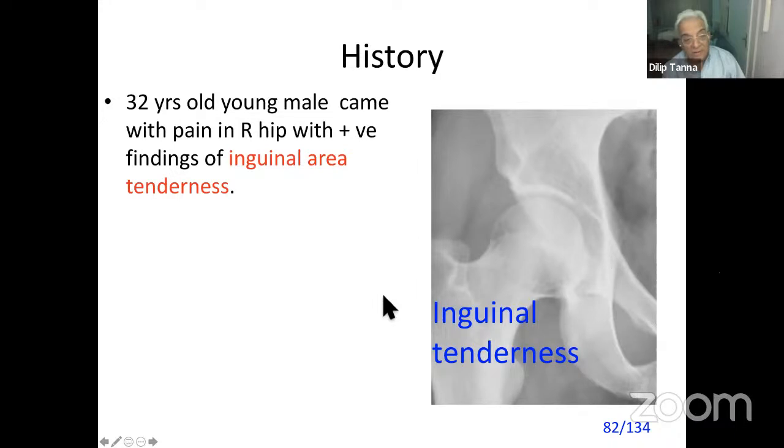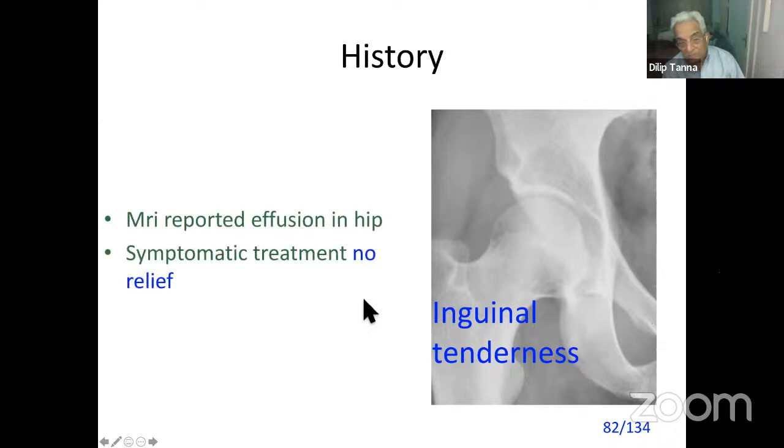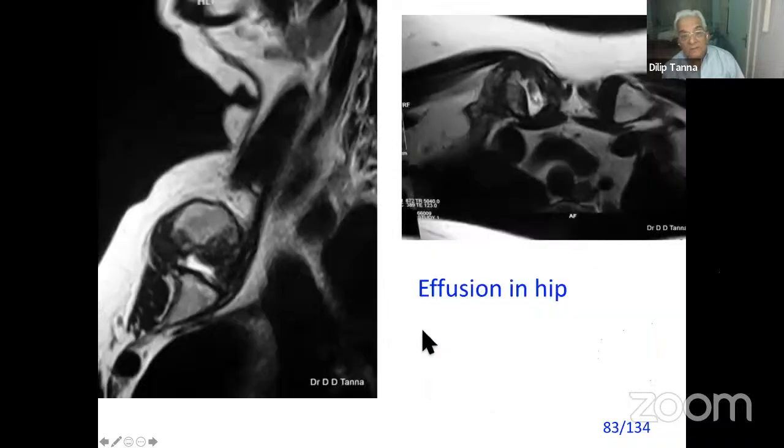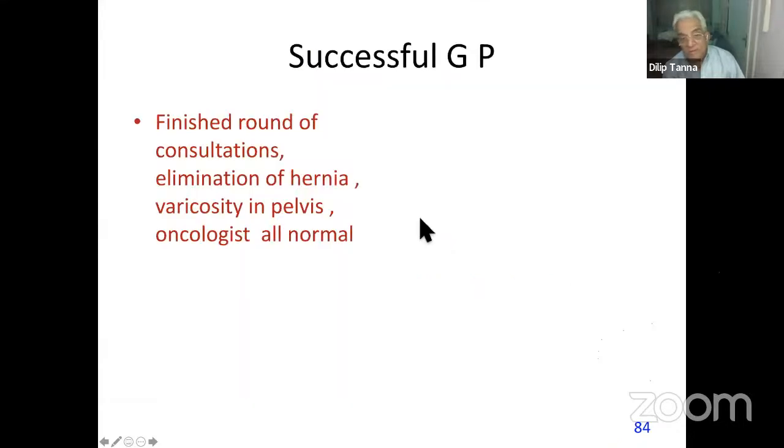MRI reported effusion in the hip, symptomatic treatment, no relief. Now, effusion in the hip and nothing else is there in the MRI finding. So, a successful GP finished the round of consultation, elimination of hernia, varicosity of pelvis, oncologist, all normal. Well-to-do person, so went through the whole cycle.